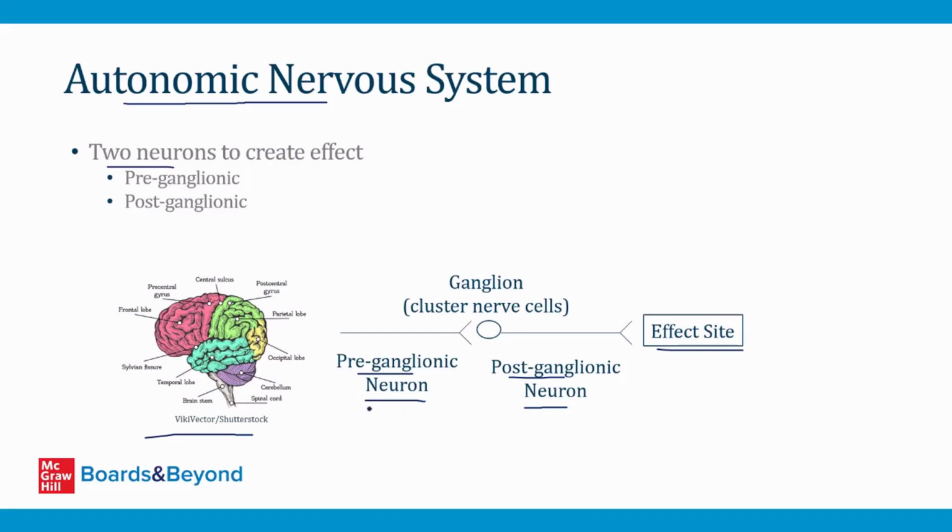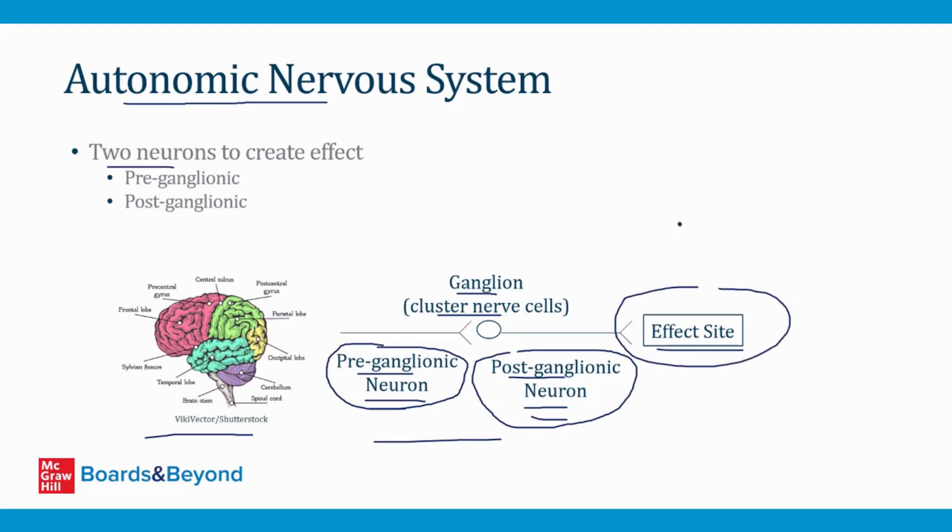And the reason these neurons are called preganglionic and postganglionic is because the places in the human body where they come together are called ganglions. Ganglions are clusters of nerve cells. So as we'll talk about in a minute, there are ganglions found throughout the body where you have the first neuron in an autonomic nervous system action meeting the second neuron in an autonomic nervous system action. And that's all part of this two-neuron chain required to create involuntary effects.